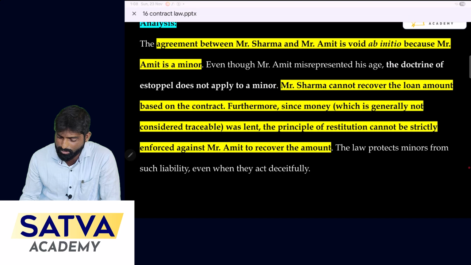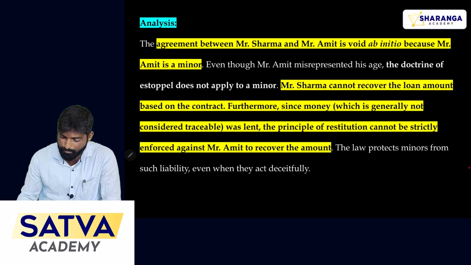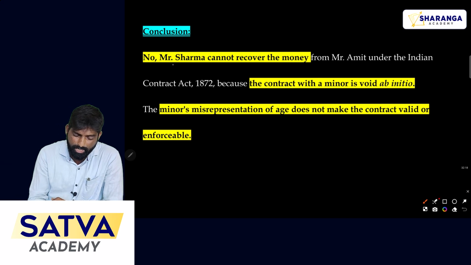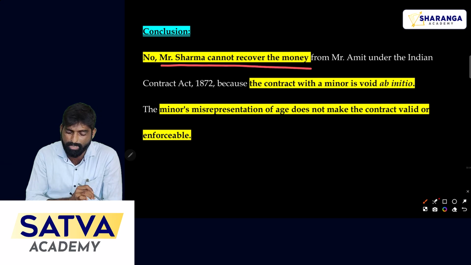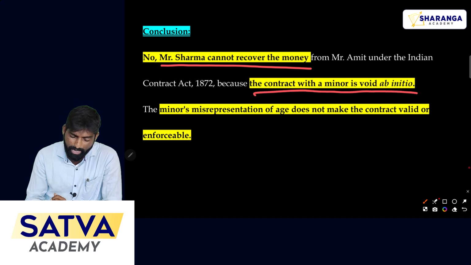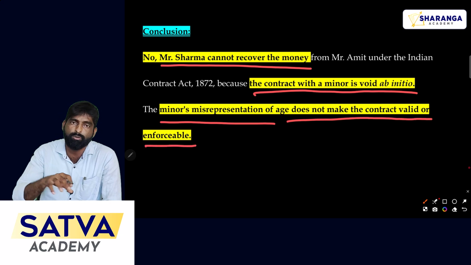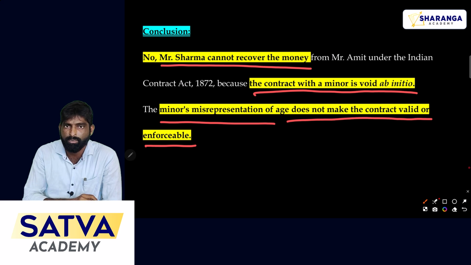Okay, let's see the conclusion to be given in this question. Here Mr. Sharma cannot recover his money because the contract with a minor is void ab initio. Now, the minor's misrepresentation of age does not make the contract valid and enforceable. So this is the conclusion to be given in this question.